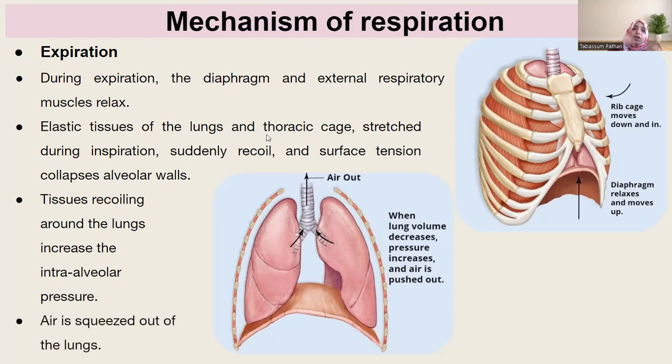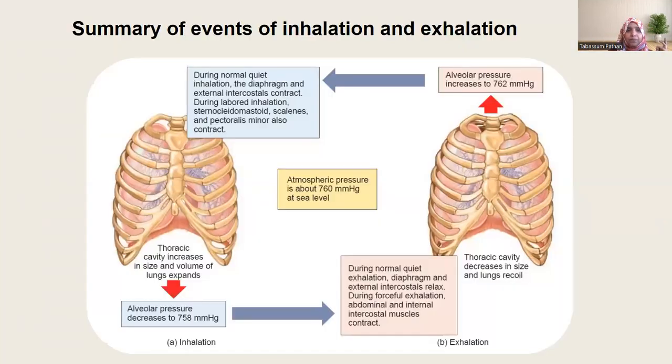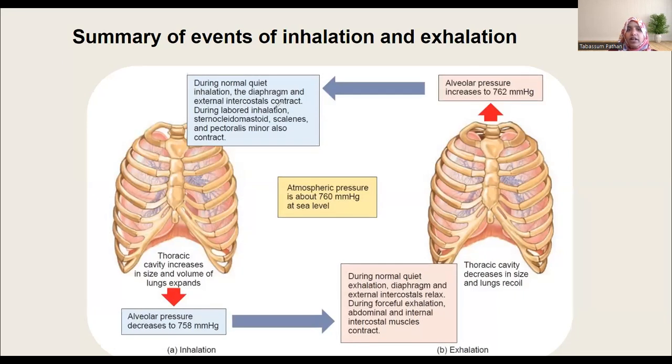And then automatically air is squeezed out of the lungs, and that is how we give out air into the atmosphere. So this is the summary of inhalation and exhalation. You can go through this. During normal quiet inhalation, the diaphragm and the external intercostal muscles will contract, and when you are doing conscious inhalation, these muscles will also contract, which are mentioned over here. This leads to an increase in the thoracic cavity, the lungs expand, alveolar pressure decreases, then you inhale.